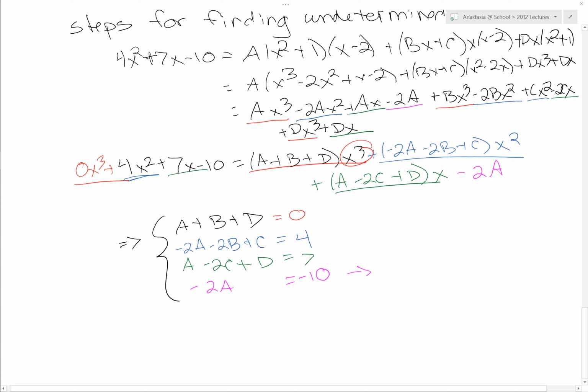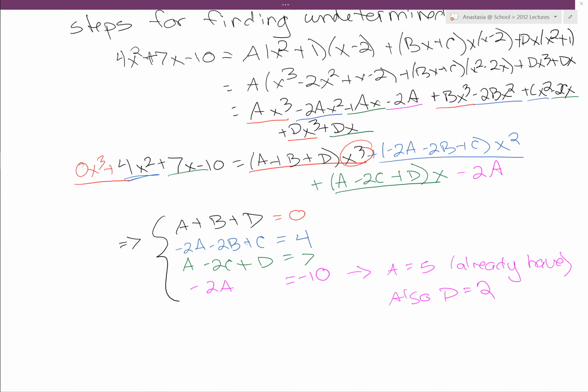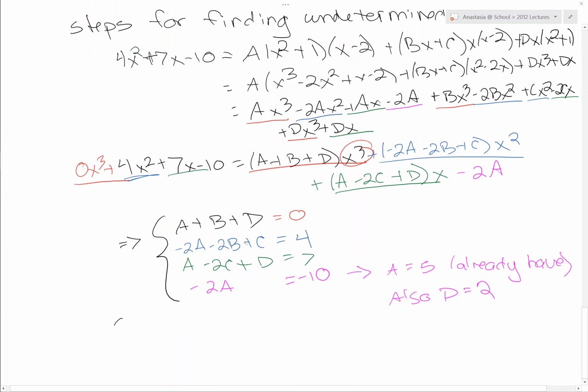Well, notice we could pretty easily solve the last equation to get that a is equal to 5, but we already had this. In fact, we also have that d is equal to 2. So let's substitute that in here to simplify our system a little. Substitute in a equals 5 and d equals 2.